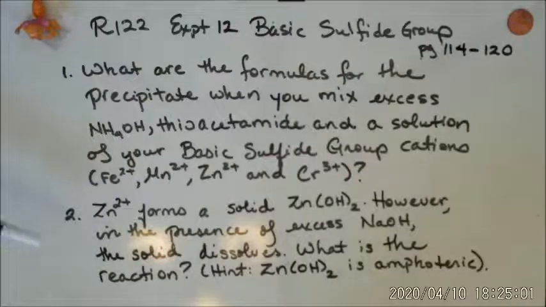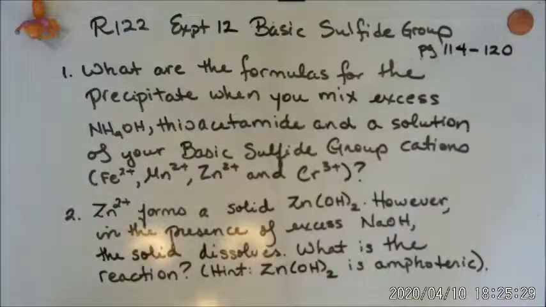The second part is, zinc ion actually forms, when it reacts with hydroxide, a solid zinc hydroxide. However, in the presence of excess sodium hydroxide, if I continue to add more sodium hydroxide, the solid begins to disappear. It begins to dissolve. So what is the reaction that's happening? And your hint is that zinc hydroxide is amphoteric.